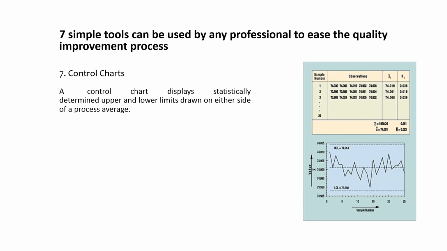And lastly, the control charts. It displays statistically determined upper and lower limits drawn on either side of a process average.